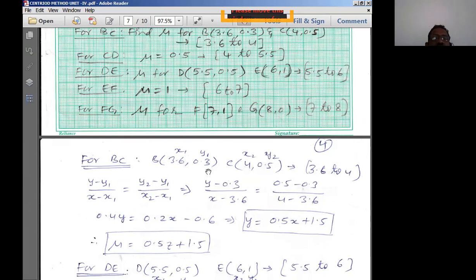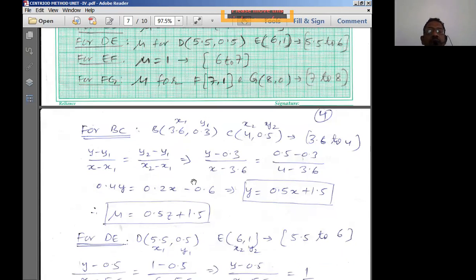This is x1, y1, x2, y2. Please always follow the sequence, try to go in sequence, otherwise you get the wrong results. So (y minus y1) by (x minus x1): y minus 0.3, x minus 3.6, is equal to y2 minus y1, 0.5 minus 0.3, by x2 minus x1, 4 minus 3.6.